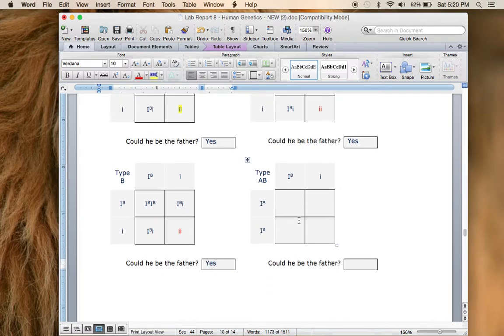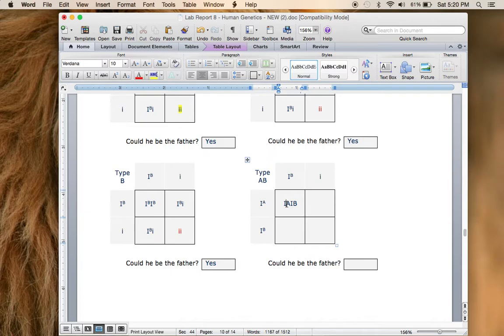And then the last one is type AB. So for type AB, we've only got one option, only one genotype. You've got to have two dominant alleles. So you can probably guess what's going to happen here when you cross the mother with her one recessive and then the father with the two dominants. But let's go ahead and finish out the square.